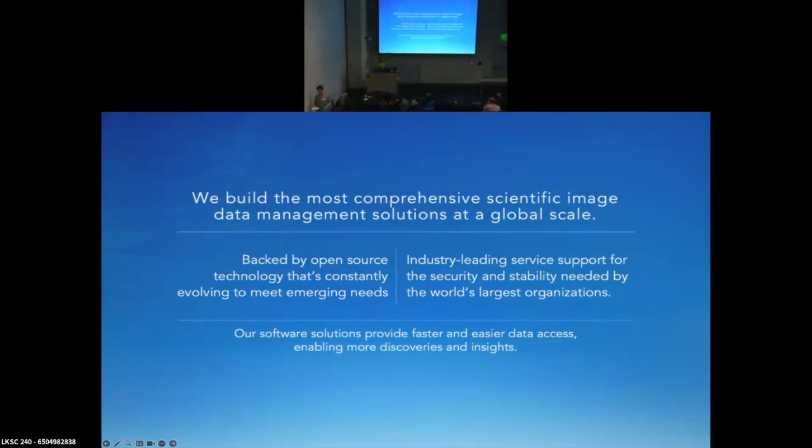I think we've seen that especially spatial biology is a very fast-paced environment to work in. But we also work with some of the world's largest organizations that need a lot of security and stability in these solutions. And so we like to pair this open source software with industry-leading service and support. And fundamentally, we think data management is really interesting because we're aiming to provide you faster and easier access to your data. We know these data sets are very complex. And so if you can access your data more easily, that enables you to make more insights, more discoveries, which is ultimately what you're trying to do with your data.